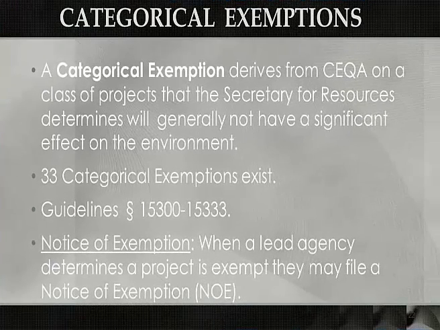The second type of exemption is what's called a categorical exemption, and those are in the CEQA guidelines. Basically, CEQA allows the Secretary for the Natural Resources Agency to determine what types of activities generally will not have an effect on the environment. So at this point, there are 33 categorical exemptions, and these are usually a little bit more applicable to certain activities. So just a couple of examples.